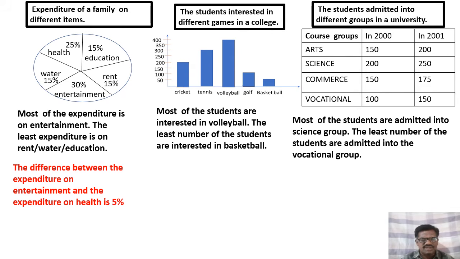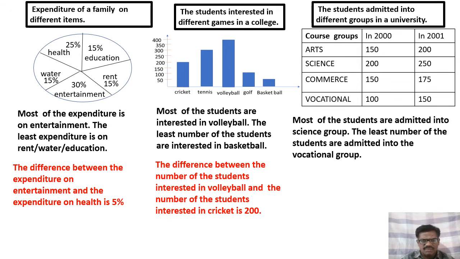And on the basis of the differences they may find between the values, they may come out with a number of sentences. For example, they may come out with a sentence like this from the first picture. The difference between the expenditure on entertainment and the expenditure on health is 5%. From the second picture, they may say like this. The difference between the number of students interested in volleyball and the number of students interested in cricket is 200.